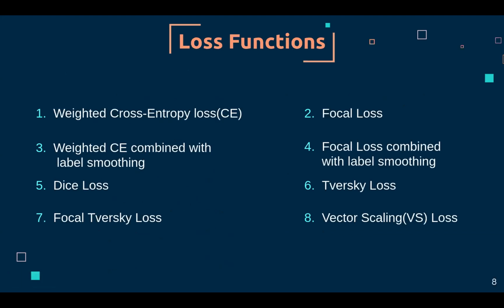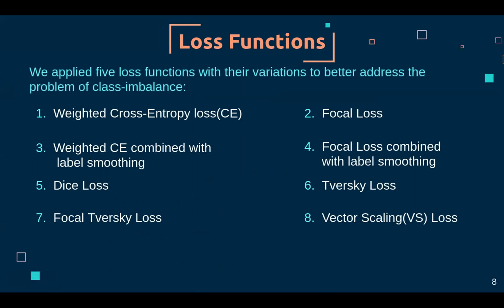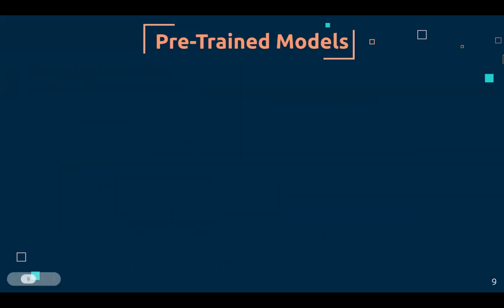Regarding the loss function, our research focuses on it: we tried different loss functions with different settings and different evaluations. We tried weighted cross-entropy, which is the standard in the machine learning literature to overcome data imbalance, focal loss, weighted cross-entropy combined with label smoothing, focal loss combined with label smoothing, dice loss, Tversky loss, focal Tversky loss, and finally vector scaling loss, which was recently published in 2021.